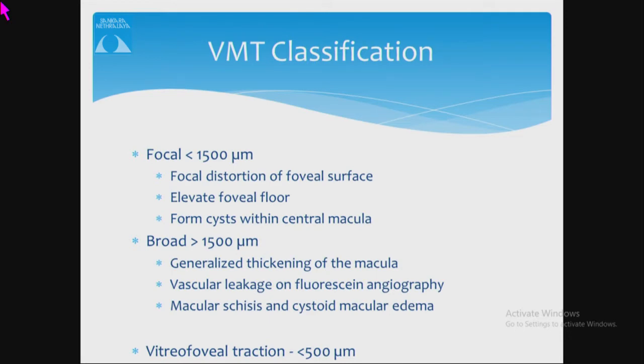IVTS again classified the VMT as focal and broad. Focal is less than 1500 microns in thickness and broad is more than 1500 microns. Focal causes focal distortion of the foveal surface, it elevates the foveal floor and forms cysts within the central macula. While broad VMT is generally responsible for generalized thickening of the macula, vascular leakage on fluorescein angiography, macular schisis, and cystoid macular edema. Vitreofoveal traction has been described as just central foveal, of less than 500 microns.